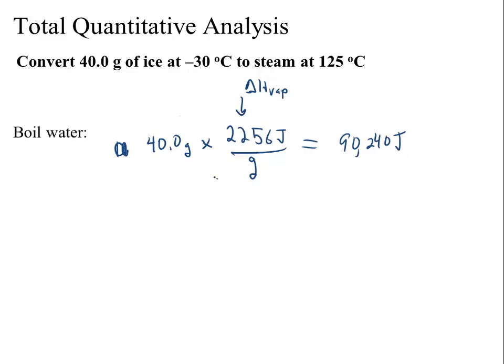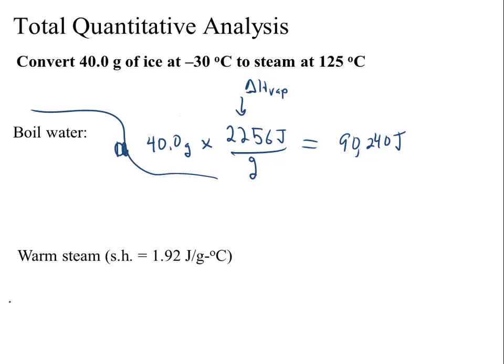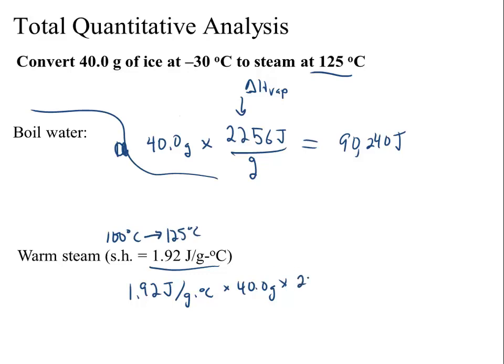And the last step is to boil the water. Oh, that's what we just did. The last step is to warm the steam. The specific heat for steam is 1.92 joules per gram degree Celsius. You multiply that by our 40.0 grams times our temperature change. The water is 100 degrees once it's boiled, and we have to go up to 125 degrees, so it's times 25 degrees. That's 1.92 times 40 times 25, which is 1,920 joules.